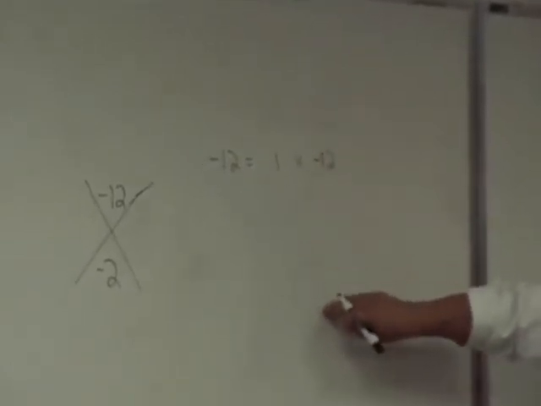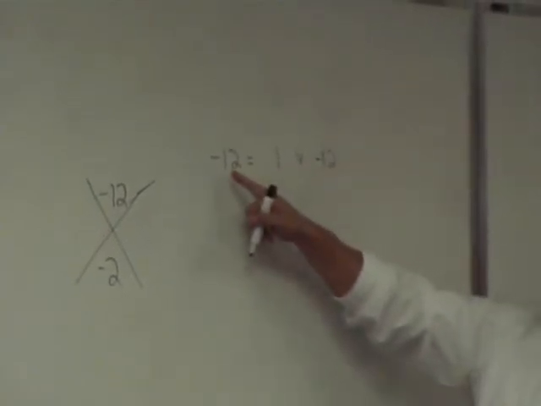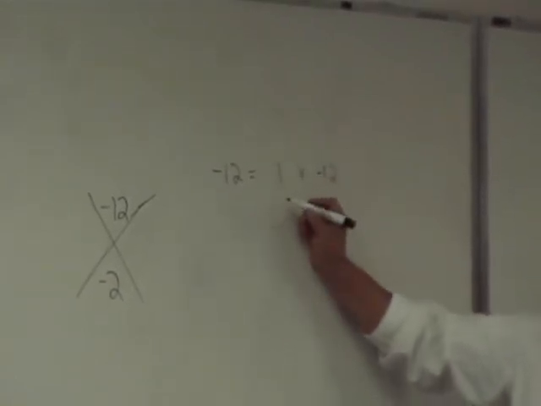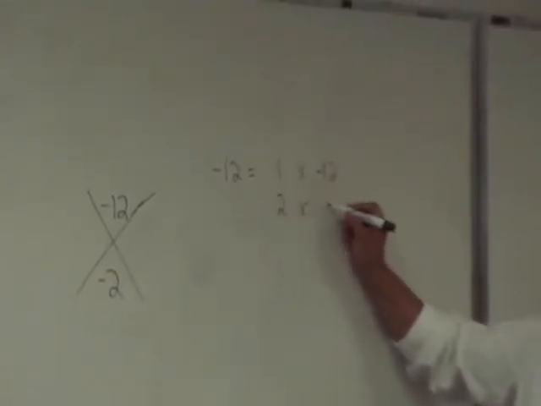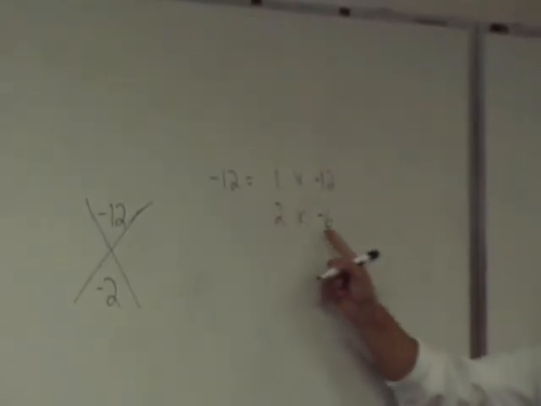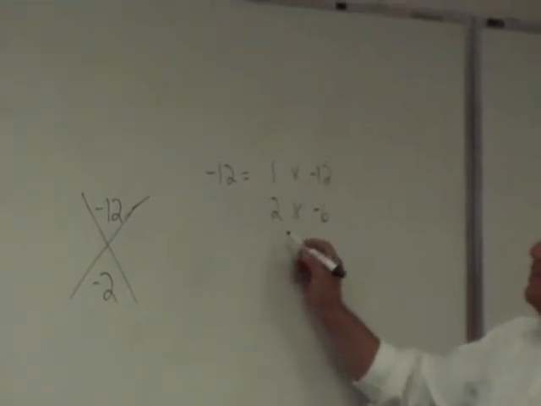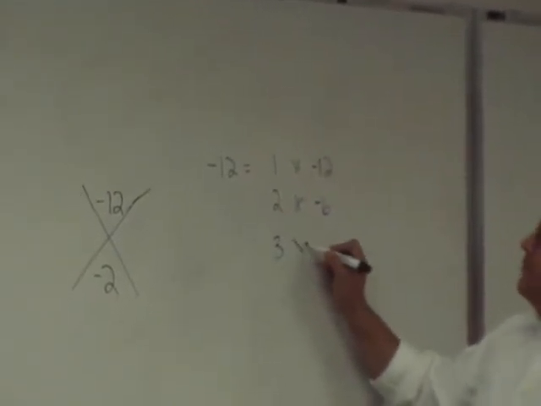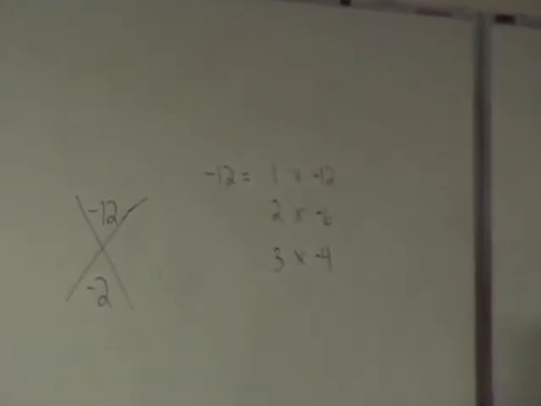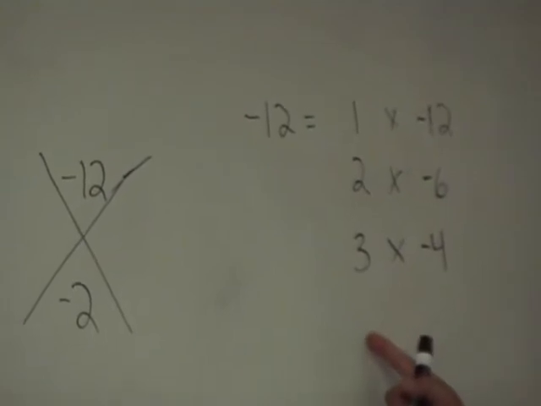All my big numbers are going to be here and they're going to be negative. Now, 1 times negative 12. Do they add up to negative 2? No. What's the next pair? 2 times 6. I'll make this number negative so I get negative 12. 2 plus negative 6, are they negative 2? No. All right. 3 times negative 4. And then, do they add up to negative 2? No.